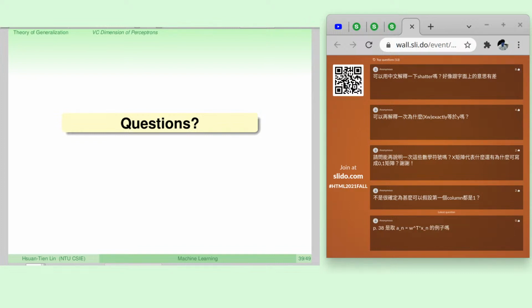Okay, if you go query the meaning of shatter, in Mandarin, it actually means 打碎, or splitting into pieces and so on. And in this context, shatter actually means be able to produce all dichotomies.